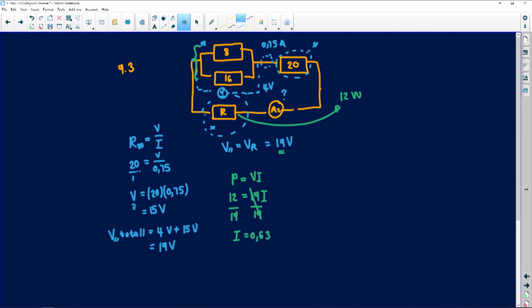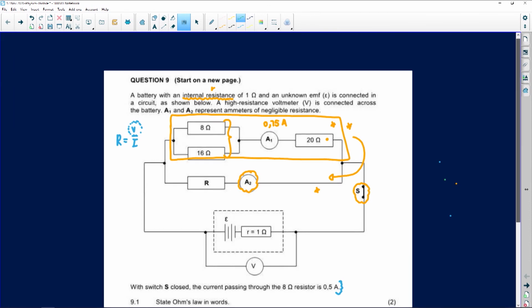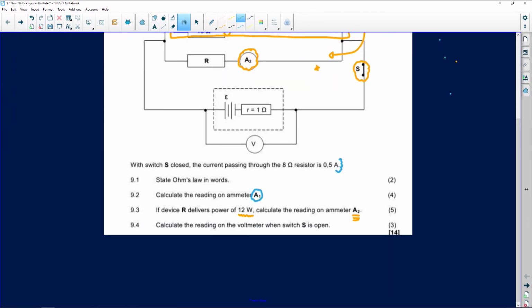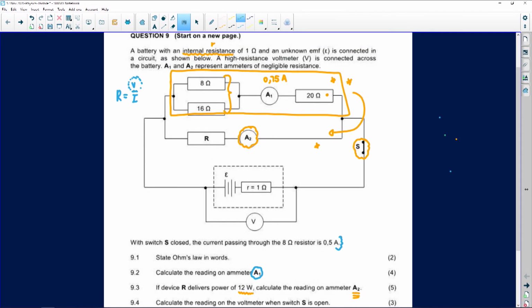0.63. And then remember, the SI unit for current is a capital A. Small a means acceleration. So that is the power delivered by resistance R. Let's see what we have. Our next question, for 3 marks, we must calculate the reading on the voltmeter when switch S is now open. Switch S is open, and we have to calculate the reading on this voltmeter.